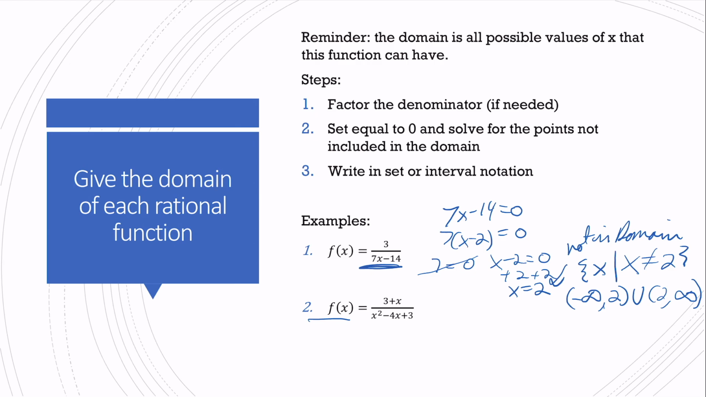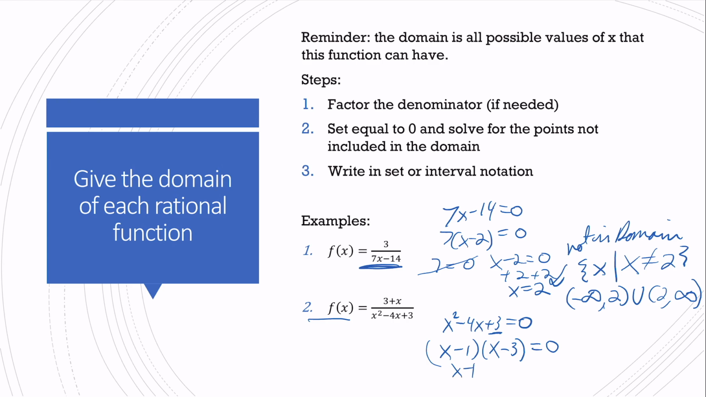For my second function, I have f of x equals (3 plus x) over (x squared minus 4 x plus 3). I need to set that denominator equal to 0, and then I factor it. What are the factors of AC that add up to B? So what are the factors of positive 3 that add up to negative 4? How about negative 1 and negative 3?